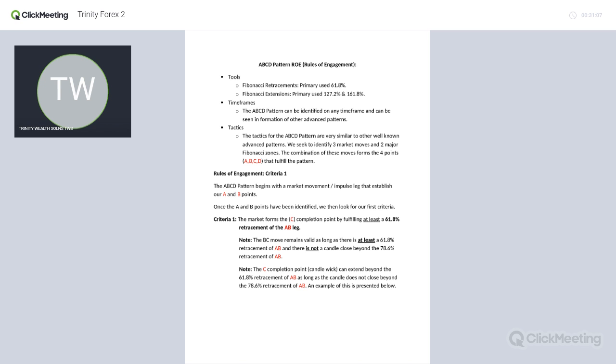So once you draw your AB points, you also draw the Fibonacci ratio starting from point A to point B. Now the market will form the C completion point by fulfilling at least a 61.8% retracement of the AB leg. Once the market retraces up to at least 61.8, we mark that as our C. Please note the BC move.